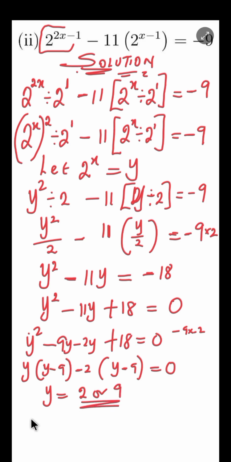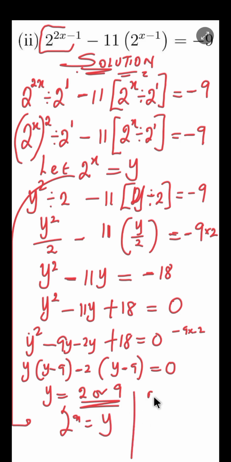You still have to recall this back. That 2 to the power of x is equal to y. Then when y is 2, I should have 2 to the power of x is equal to 2. When y is 2, that's 1. This cancels this, then x is equal to 1. Final. Then at the same time, 2 to the power of x is equal to 9.